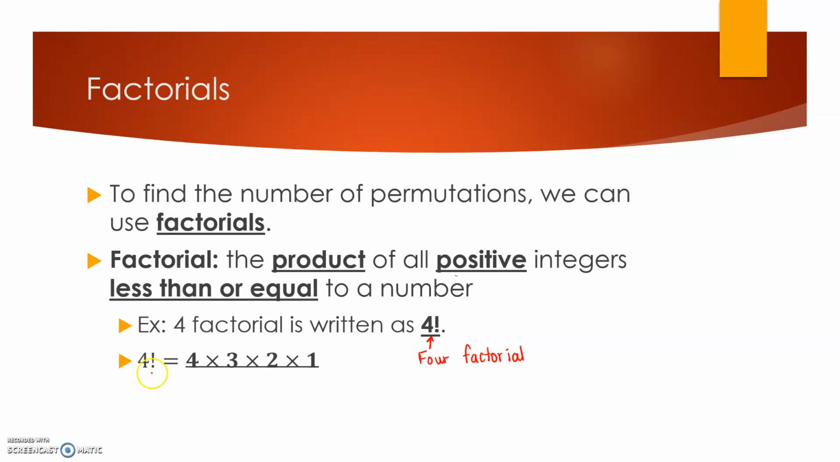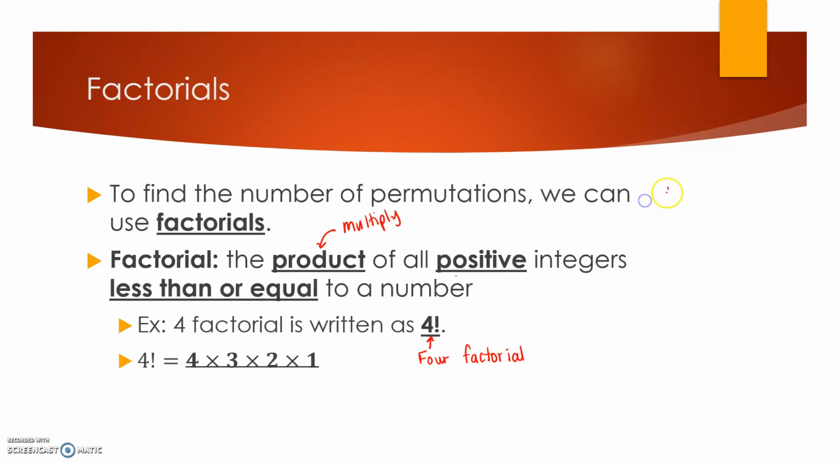And so 4 factorial would be written as the product, remember that product means multiply, of all the positive integers less than or equal to a number. So I'm going to start with the number that it's equal to, so 4, and then all the positive numbers that come after. Notice we don't go to 0, because if we did times 0, then every single factorial would just be 0. And we don't get into the negative numbers. So 4 times 3 times 2 times 1.